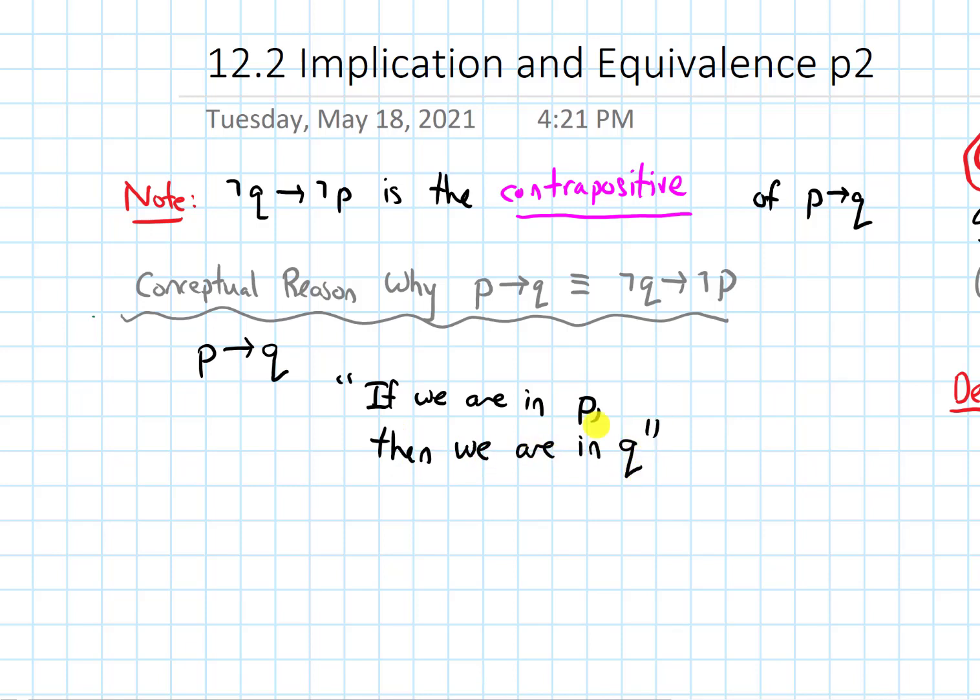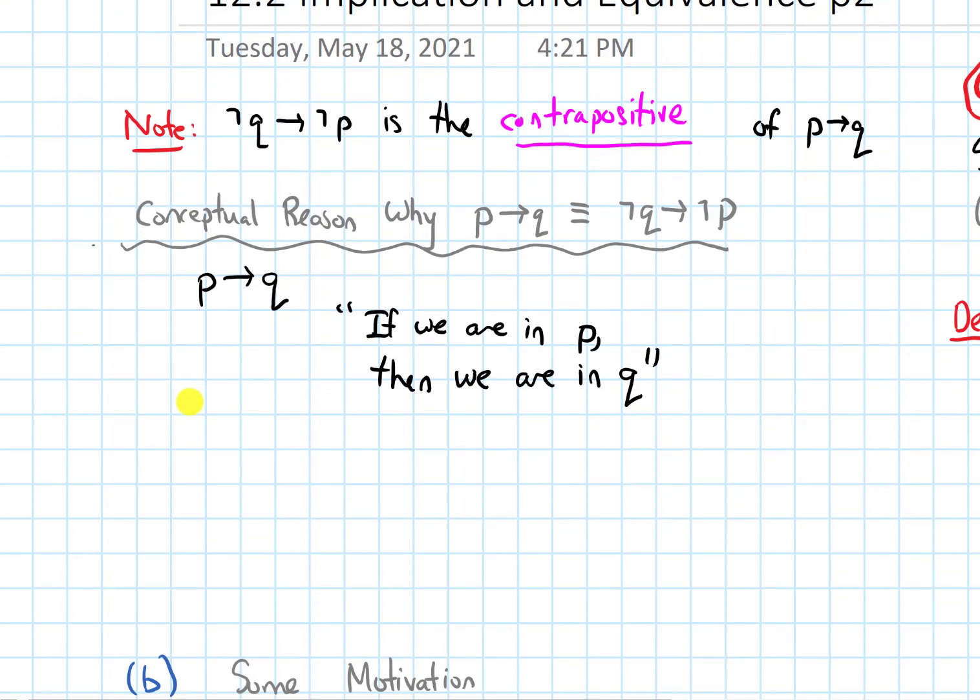Even though these are not technically sets that we're talking about, I'm going to visualize them as being sets. Imagine that this is a set P. If we are in P, then we are in Q, means that P lies within Q. That'll guarantee that if we are in P, then we are also in Q.